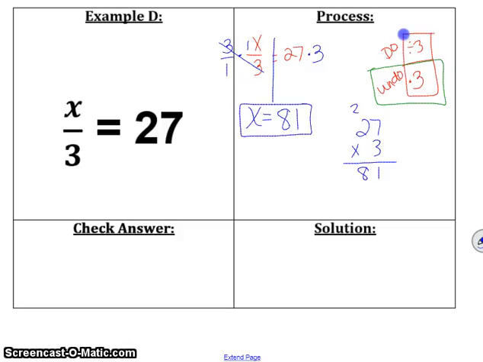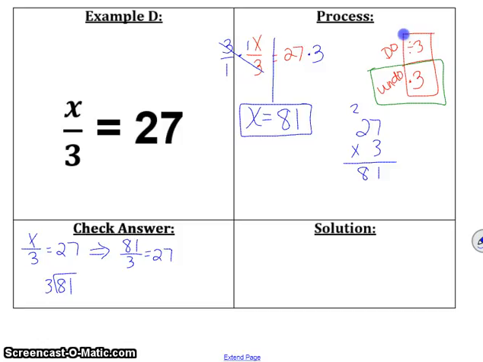But I have to check that out. So I have x divided by 3 is equal to 27. And so I want to plug in that 81 that I got into that x. So now I have 81 divided by 3 is equal to 27. I don't know off the top of my head what 81 divided by 3 is. So I actually have to work that out.